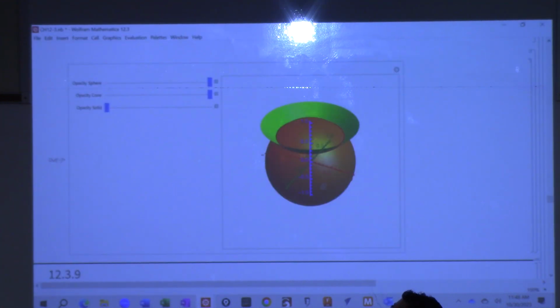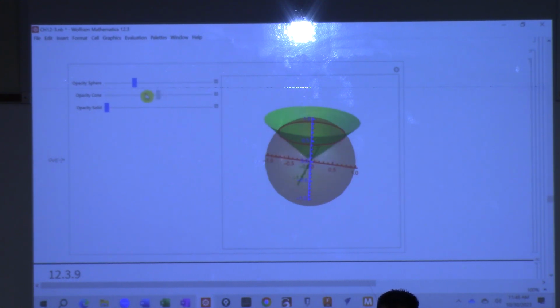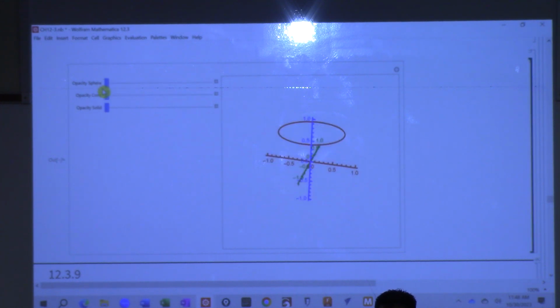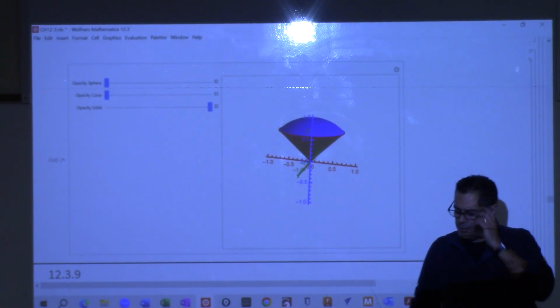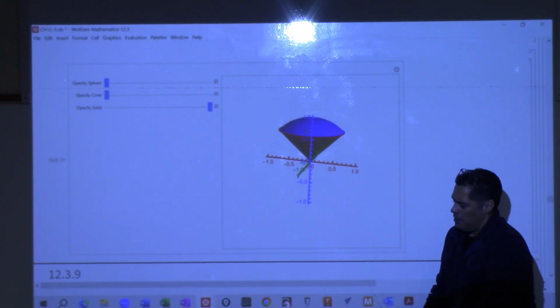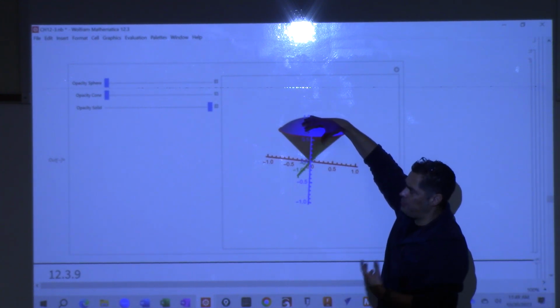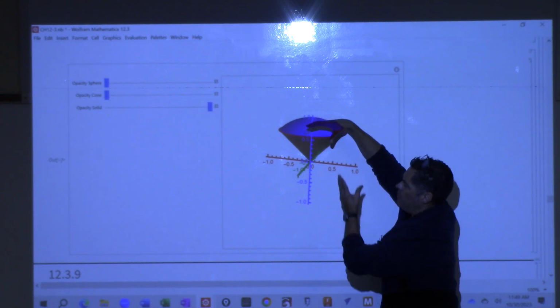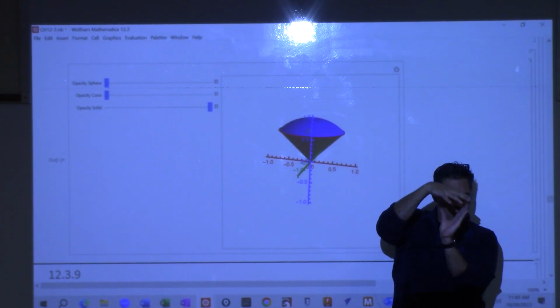There we go. You don't see that? Cone, ball, but I can bring out the sphere, I can bring out the cone, and just show you the solid. There we go. That's what we're looking at. Okay, so if you look at that, you can see that the top surface is the sphere, right? And the bottom surface is the cone.